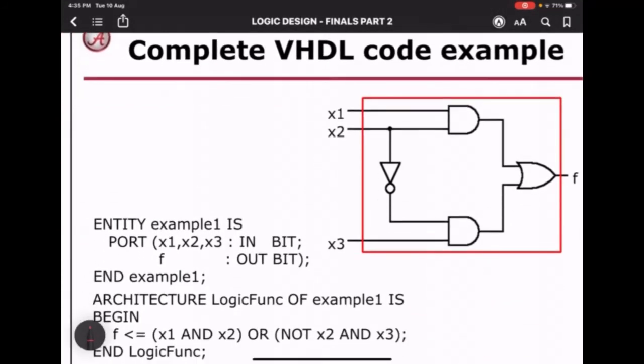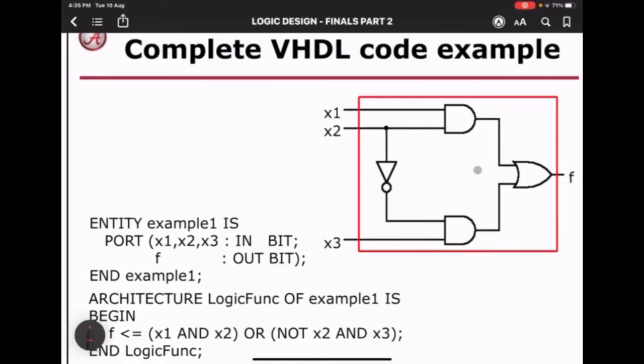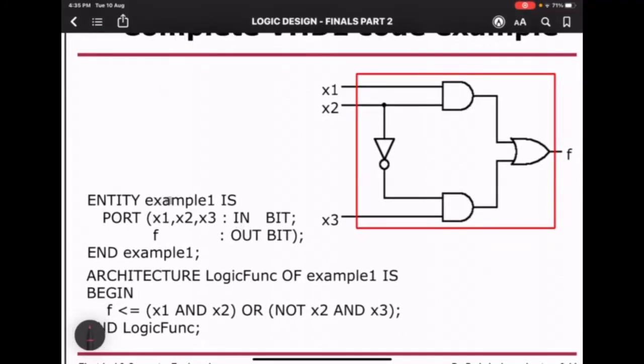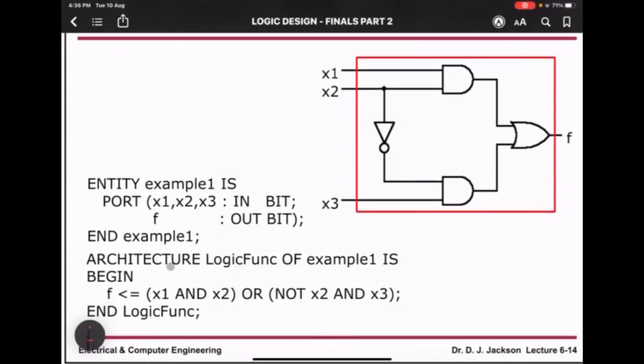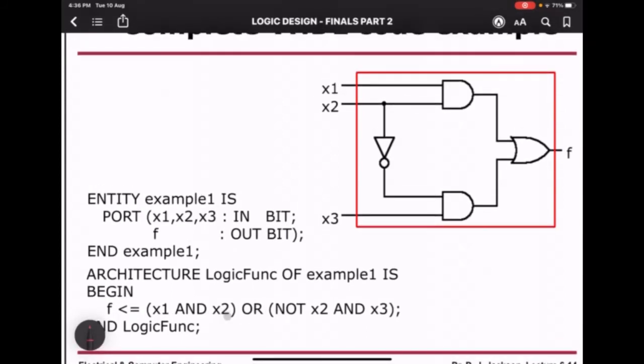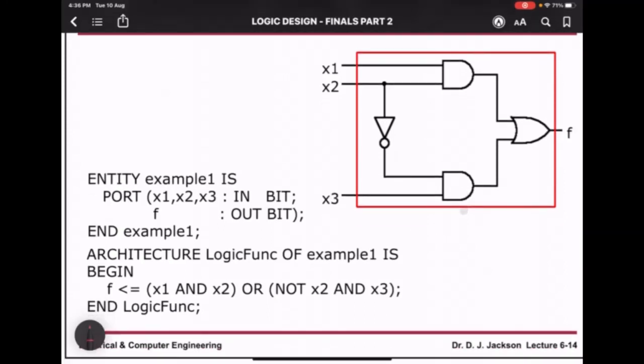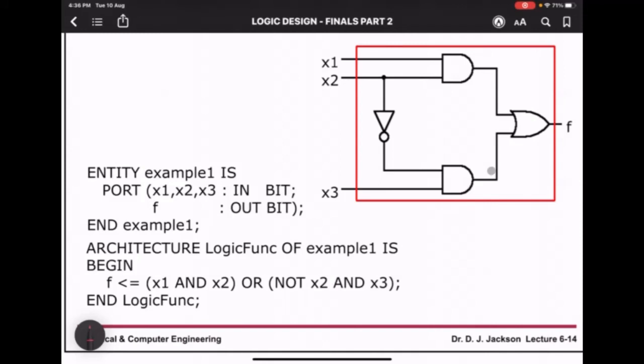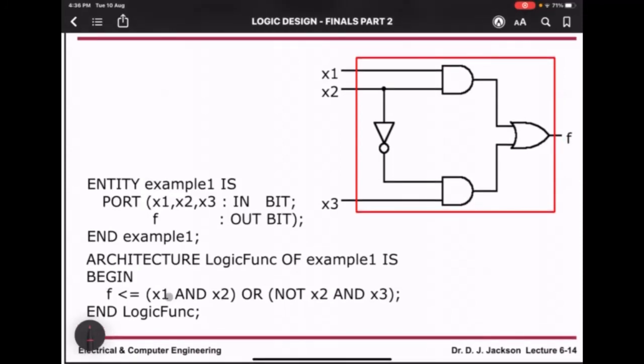So this is a complete VHDL code example. It also has a diagram. For the entity, we declare first: example1 is, the variables and port, input, output. And then we define the logic function. So the logic function is x1 and x2 or not x2 and x3. And this is the output.